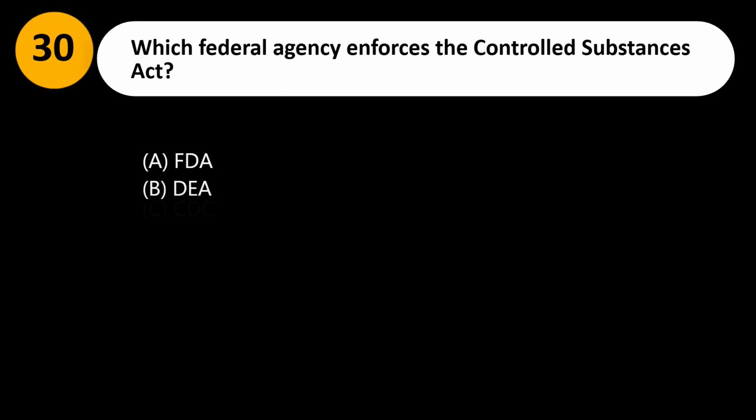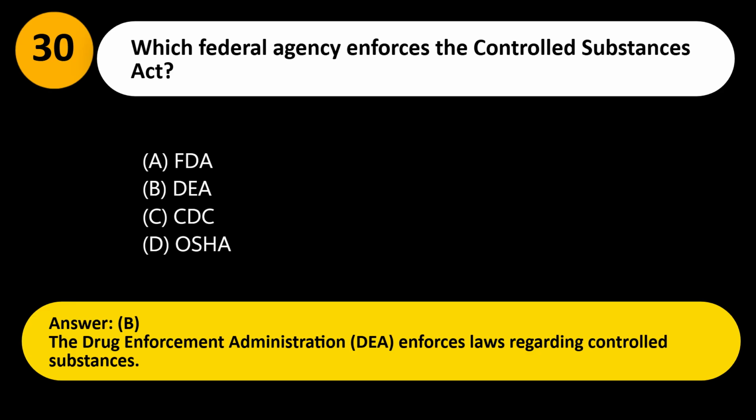Which federal agency enforces the Controlled Substances Act? A. FDA. B. DEA. C. CDC. D. OSHA. Answer, B. The Drug Enforcement Administration, DEA, enforces laws regarding controlled substances.